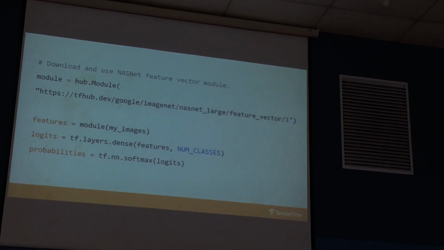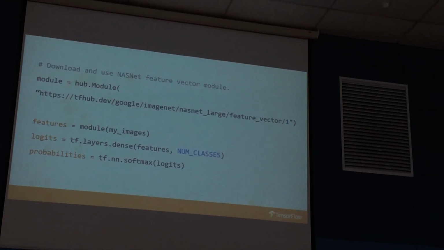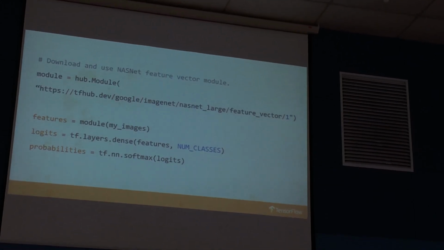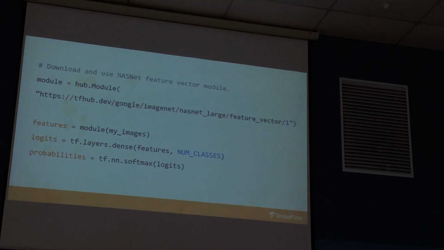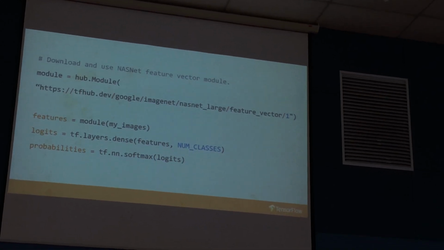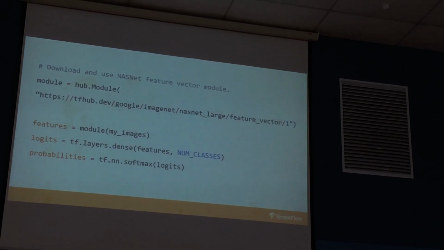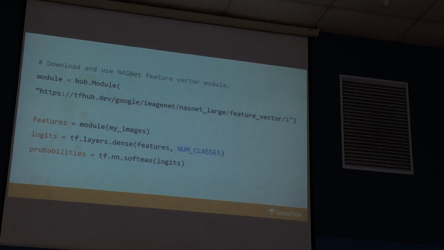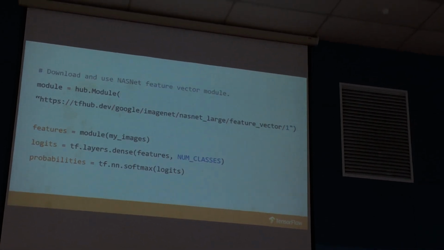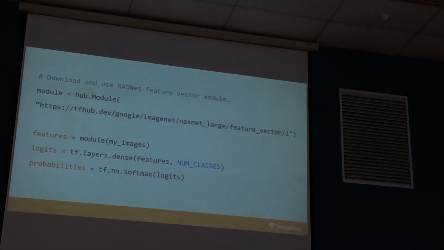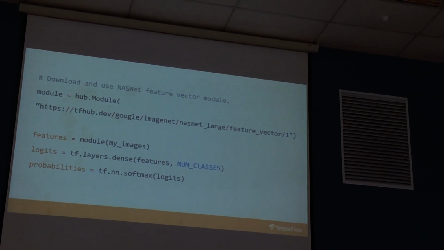So this is an example of how to use an existing TensorFlow Hub model. You can just load the model, call the hub module function, and access the link to that specific TensorFlow Hub model, and then you can easily use that model directly in your code. It's very straightforward.